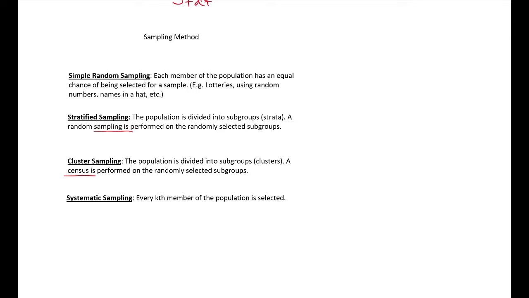And then probably the easiest out of all of these is systematic sampling. What this is, is you're just selecting every kth member of the population. Think of an assembly line. You're on an assembly line, you want to select every fifth item to inspect. Or I ask every third person walking through a door, what's your favorite color? That's what systematic sampling is.